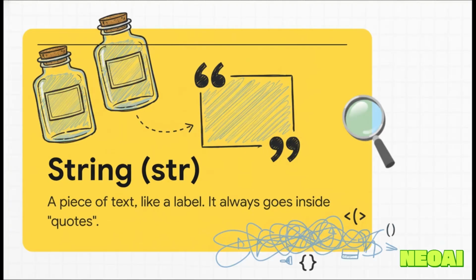Okay, first up is the string. The easiest way to think about this is like the label you'd stick on a jar. It's just text. Could be one word, could be a whole sentence. The big rule, the one thing you have to remember, is that a string always goes inside quotation marks.